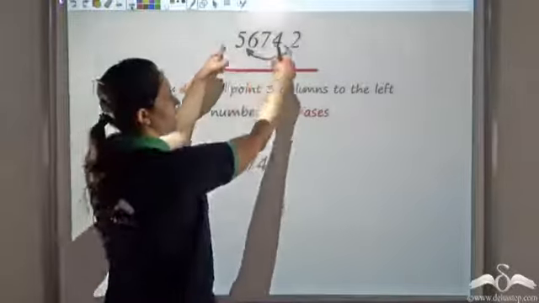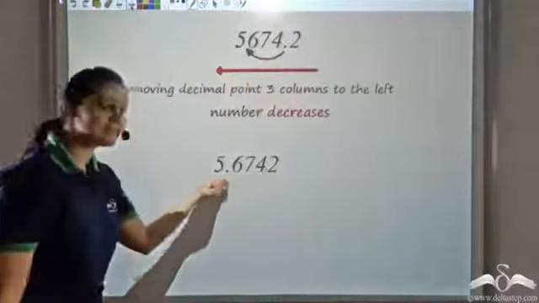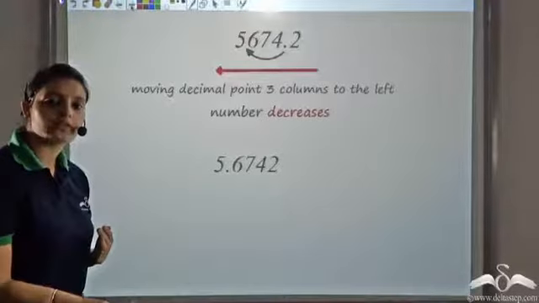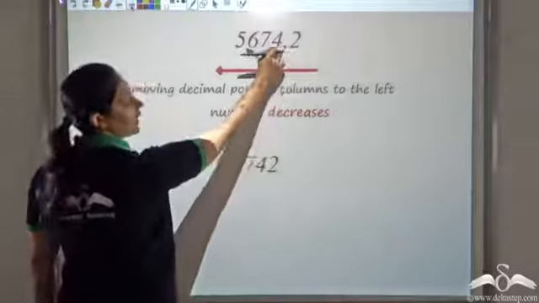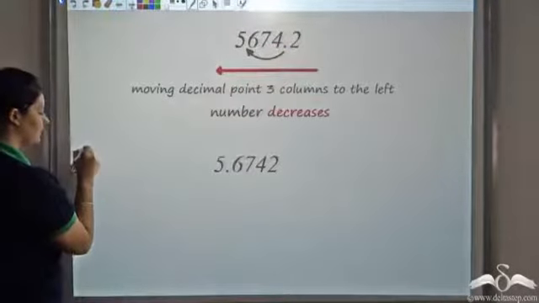Now, I cannot change the value of this number. I have decreased this number. So, how do I compensate for that decrease? Shifting the decimal 1 place, I decrease the number 10 times.